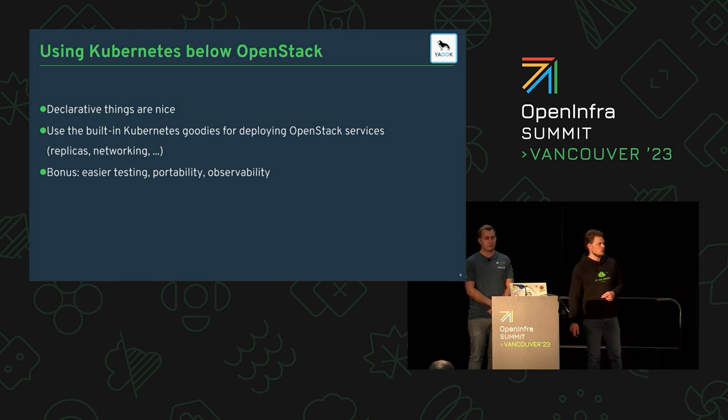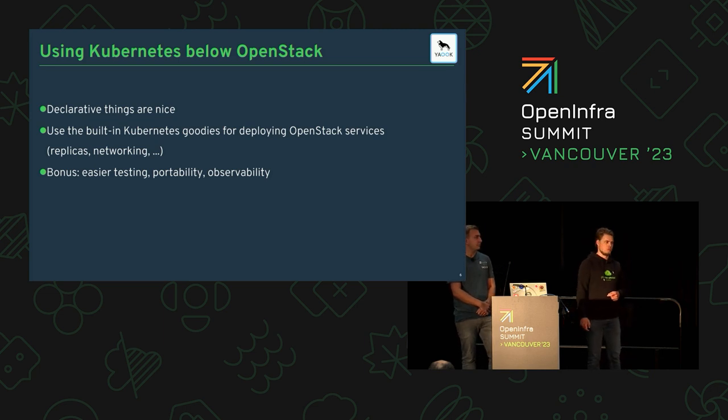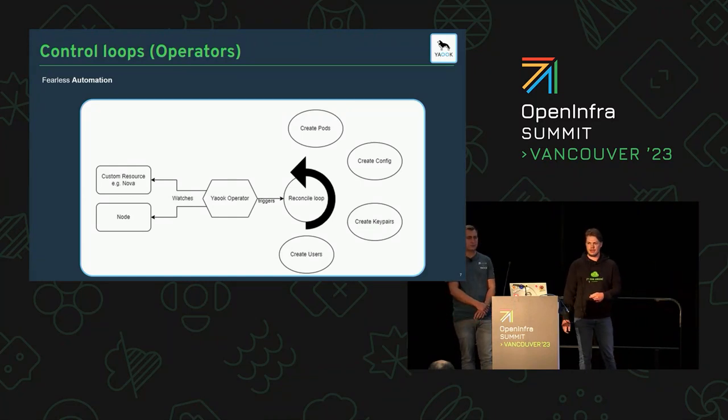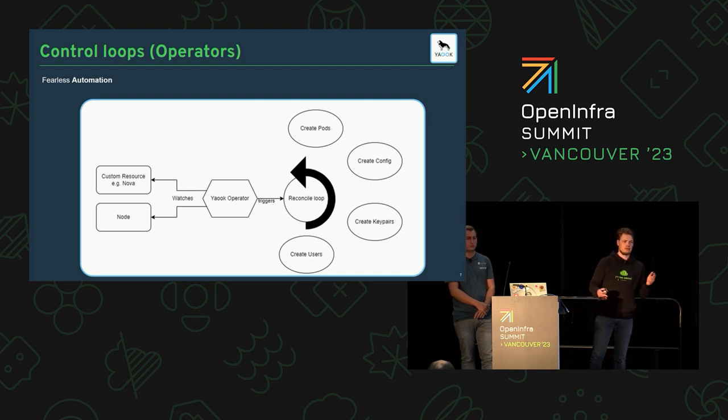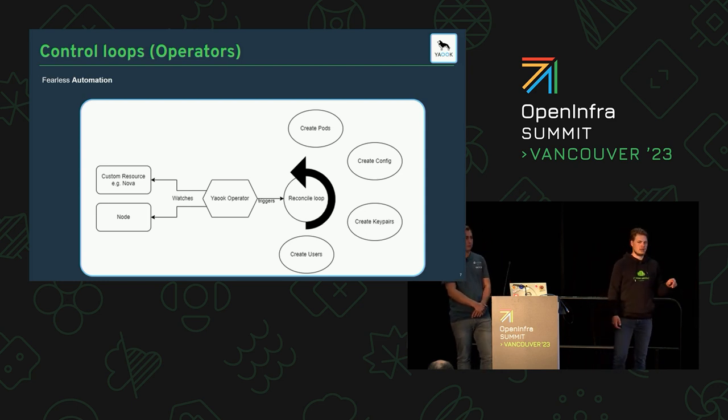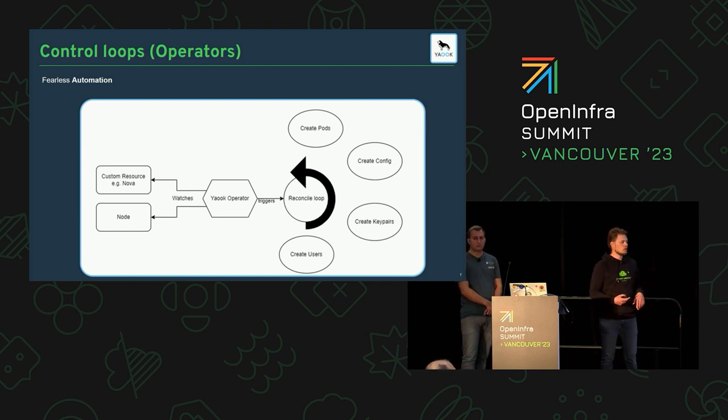But how do we actually install OpenStack? We could use Helm charts, but no. We use another thing from Kubernetes, the idea to use control loops. So we define something and then have a control loop that regularly checks, do we actually have the state? So we define nearly everything in Yaook with custom resources, and then the Yaook operator checks this custom resource definition and runs this control loop. Do we have a user, for example? Do we have a configuration? And then it creates the deployment out of it.